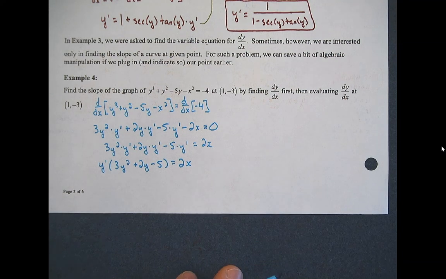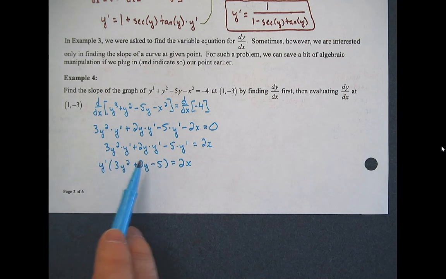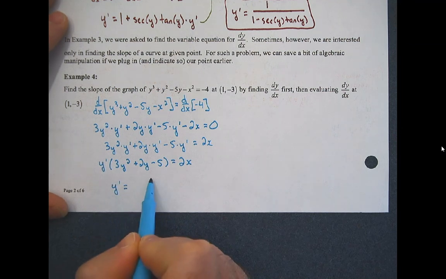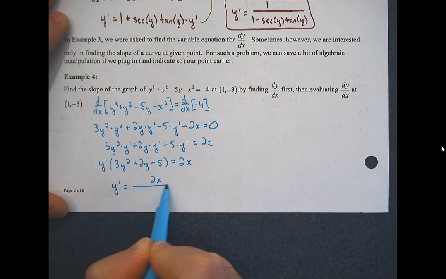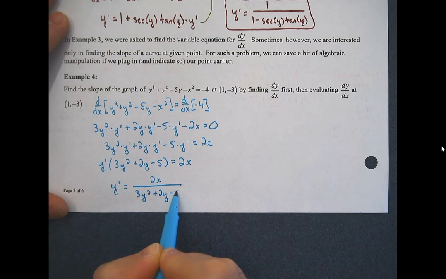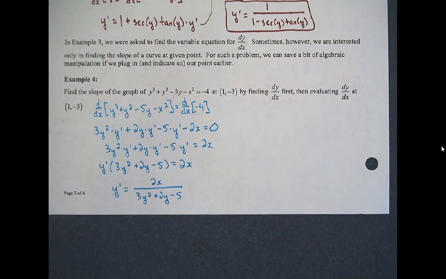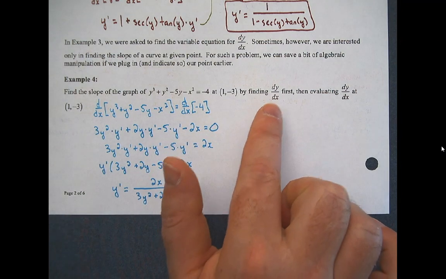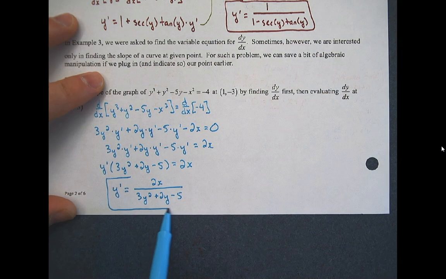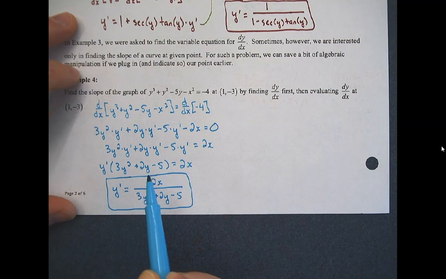Remember, our goal is to get y prime by himself. That means I need to now get rid of all this stuff that's connected by multiplication. So I'm going to divide it to the other side, and I get y prime equals 2x over 3y squared plus 2y minus 5. Okay, life is good. Now that's helpful. That's an important piece of information because we're trying to find the slope by finding dy/dx first. So let's actually box that in. They wanted us to find dy/dx. Now I wrote y prime instead of dy/dx. That's fine.